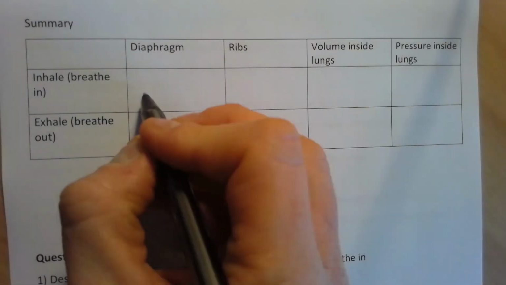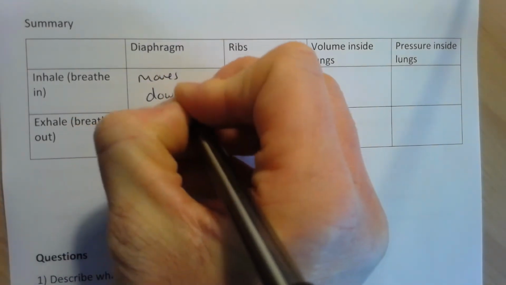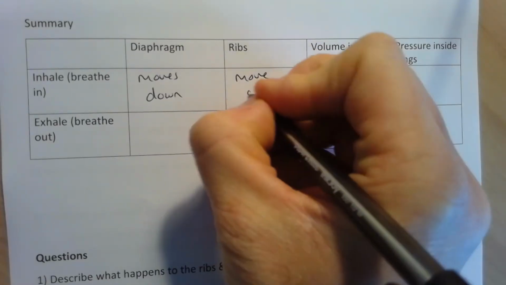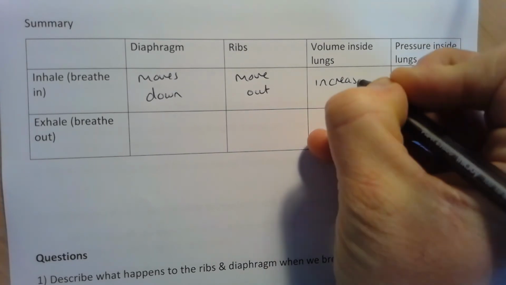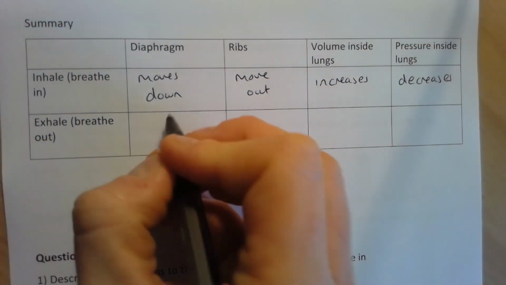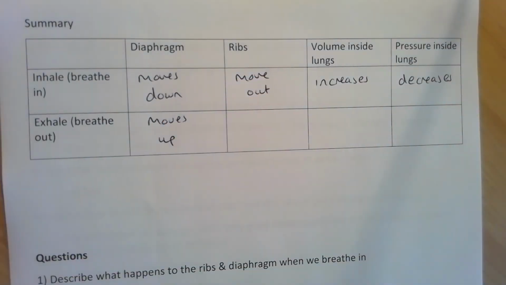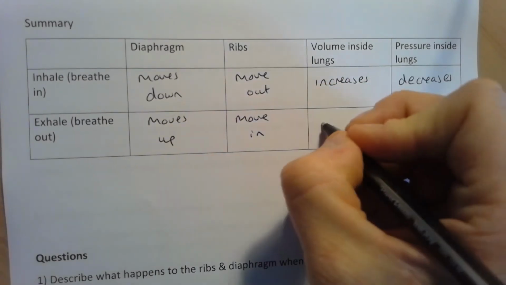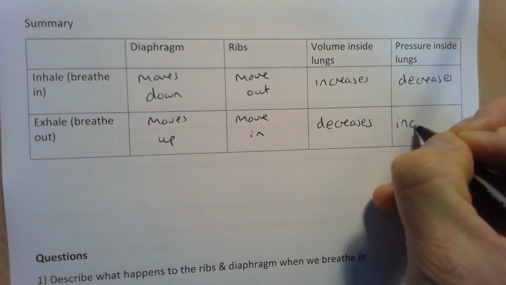So when we inhale, the diaphragm moves down. You could also have said that it contracts. The ribs move out. The volume inside the lungs increases, and therefore the pressure inside the lungs decreases. When we exhale, the diaphragm moves up. You could also say that it relaxes. The ribs move in. The volume inside the lungs decreases, and therefore the pressure increases.